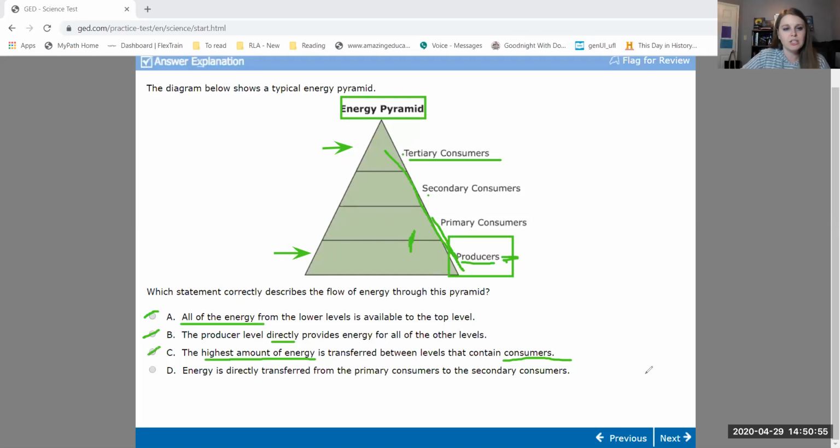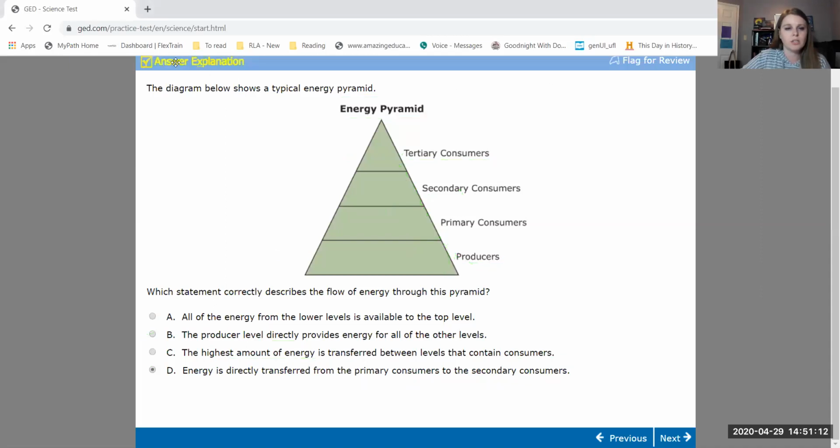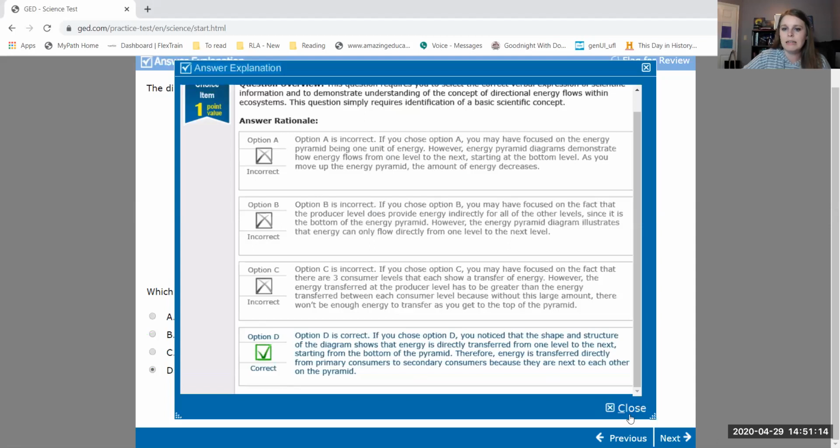Letter D, energy is directly transferred from the primary consumers to the secondary consumers. Primary to secondary, yep, they're touching, that's direct. So I think that one is correct. And we can check our answers here. And yep, there it is, letter D is correct.